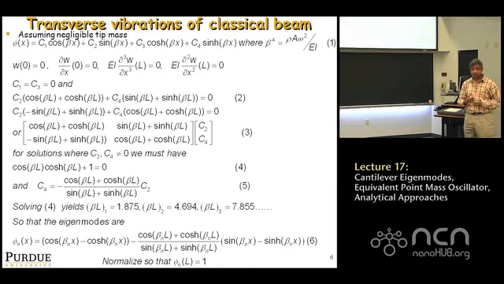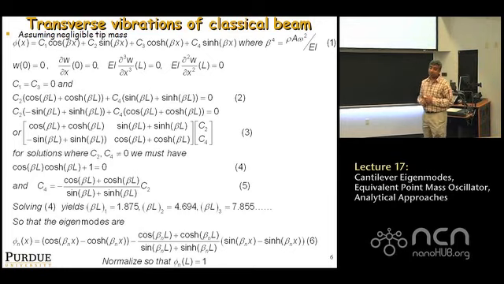Now, keep in mind that the right-hand side of equation 3 is equal to 0. So if the right-hand side is equal to 0, C2 and C4 could be 0. Okay? But we don't want C2 and C4 to be 0, because if C2 and C4 are 0, there is no shape. Then all the constants are 0 and phi is 0. There's no characteristic shape. So we cannot have C2 and C4 equal to 0.